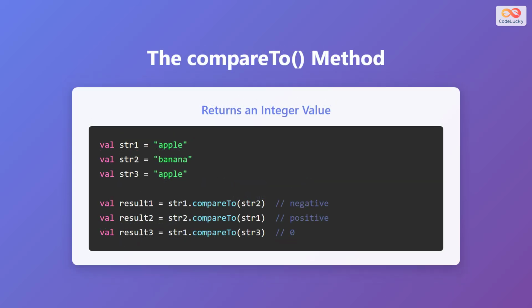Now let's explore the compareTo method, which is used for lexicographic comparison. Unlike equals, which returns a Boolean, compareTo returns an integer value. In this example, we create three strings, apple, banana, and another apple. When we call apple.compareTo banana, it returns a negative number because apple comes before banana alphabetically. Conversely, banana.compareTo apple returns a positive number. Finally, apple.compareTo apple returns 0 because the strings are identical.